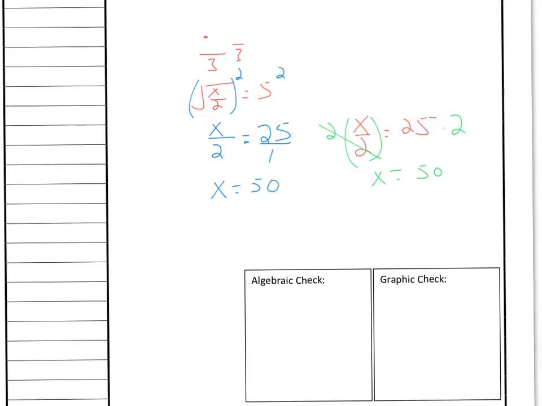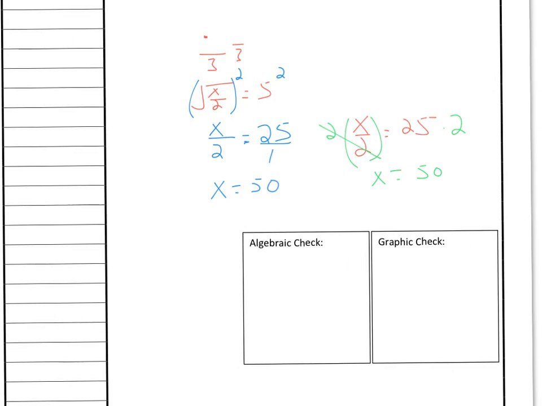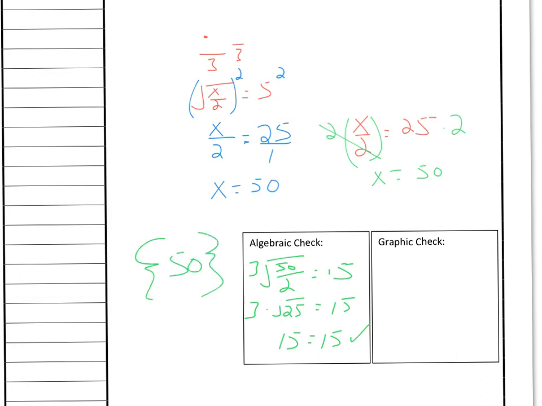So for the check, we have to plug in 50. So it's 3 square root of 50 over 2 equaling 15. 50 over 2 is 25. 3 times the square root of 25. Yep, 3 times 5 is 15. That's a check. So 50 is the answer, should be in brackets. Good to go.